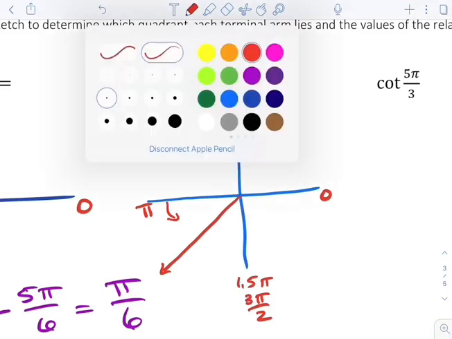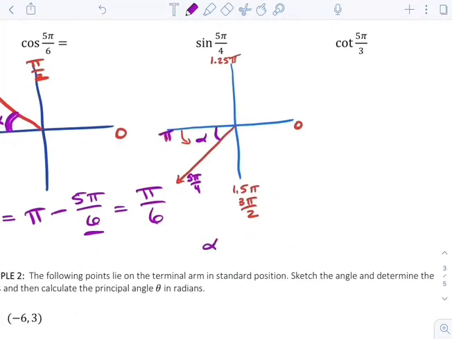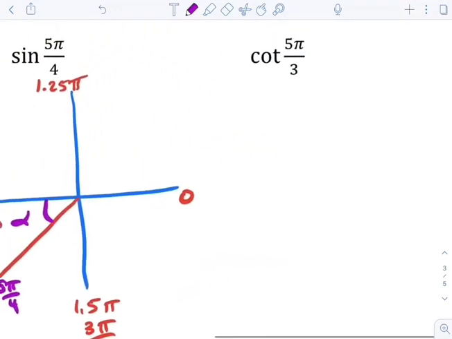So I'm looking for the related acute angle. I know it's in quadrant 3. Related acute angle is going to be the angle that we have right here. So how do I find that? Well, if we have pi here and the angle is 5 pi over 4, I'm looking for the difference between 5 pi over 4 and pi. So I'm going to subtract those ones. So our angle is 5 pi over 4, take away pi. I can get common denominators, but that's just going to work out to pi over 4. That's our related acute angle in this case, pi over 4. That's that purple angle.